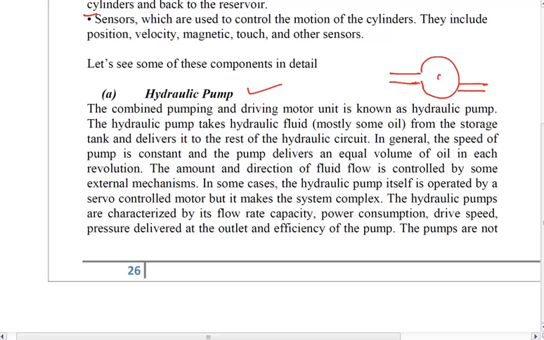So how does it move? To move this, you may have an electric motor. Okay, that we will see in detail. Hydraulic pumps are generally characterized by their flow rate capacity, that is, how much flow rate they can maintain, how much power is consumed, that means how much electrical power is consumed to run the motor so that the hydraulic pump works, drive speed, that means with how much speed it can work, and finally, the most important one, what is the pressure delivered at the outlet, and the efficiency of the pump.